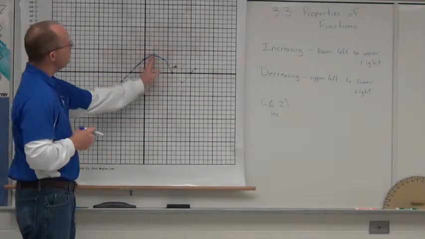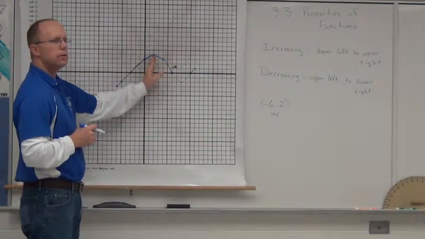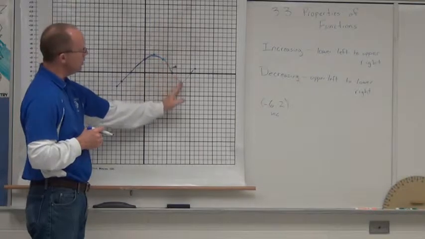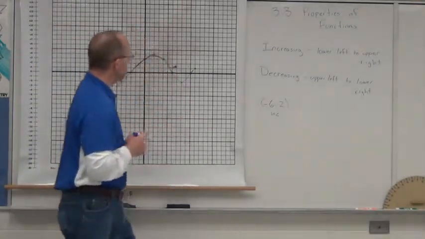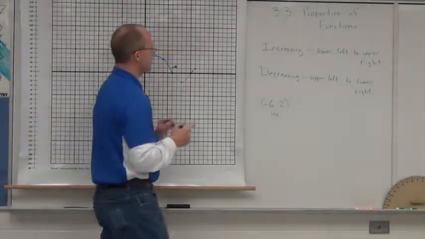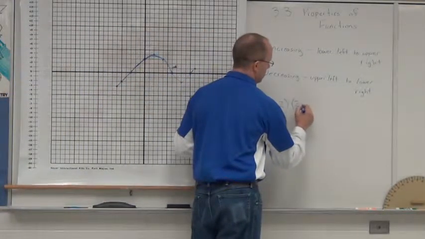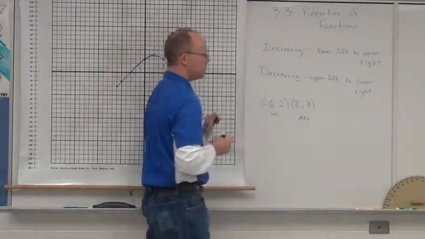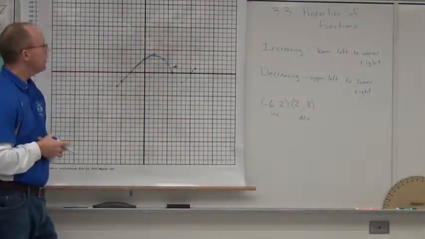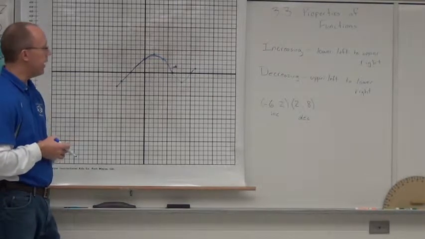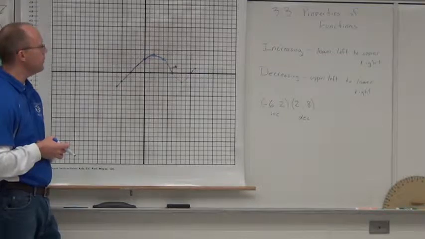Okay. Then at 2 we start to do what? Decrease, because we're going from upper left to lower right. And we're decreasing from 2 until 8. And then at 8 we start to go back up. So we're increasing from 8 to 11.